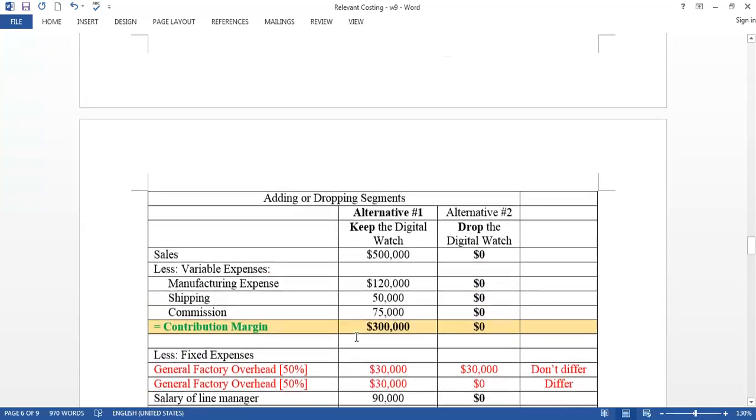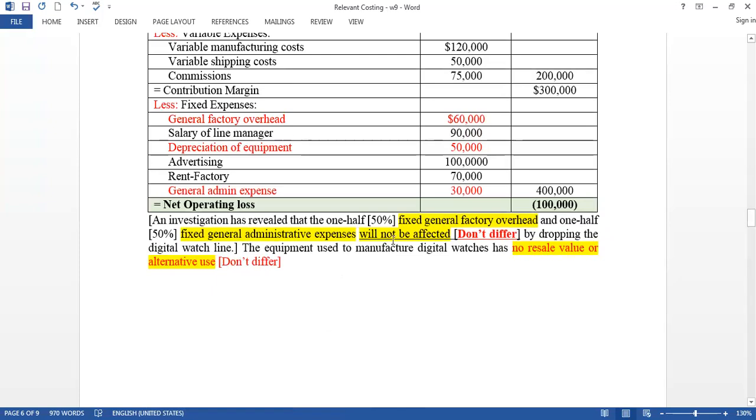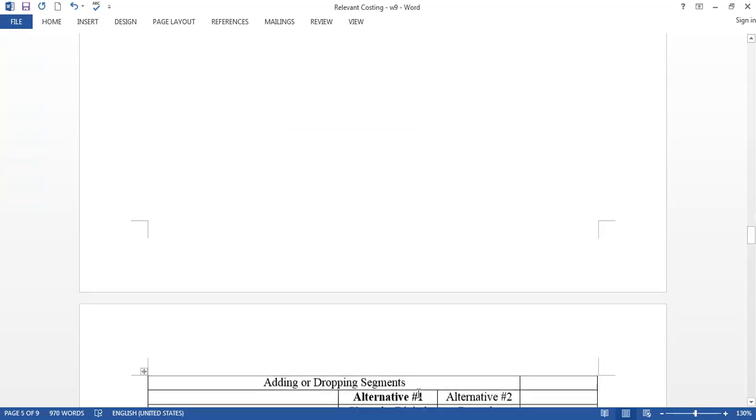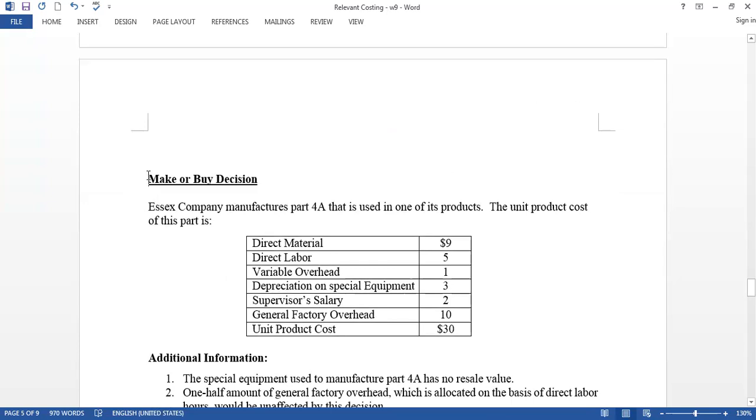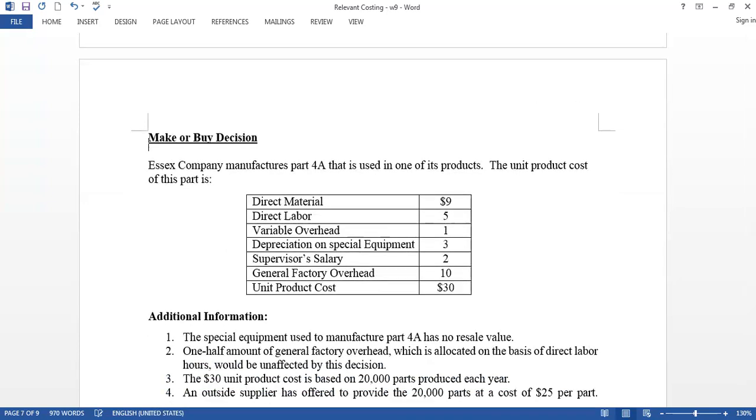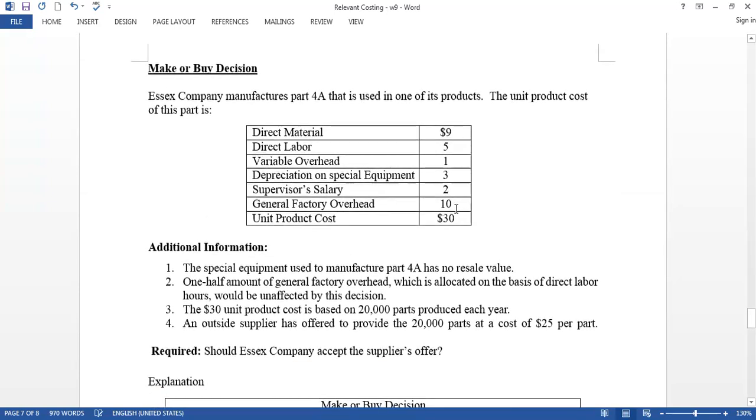So do you understand the difference between the first question and the second question? The first question said that 100% don't differ, right? I just changed it. Now we are going to apply the same concept to make another type of decision, like whether we'll make the product or whether we'll buy the product. So look at here.